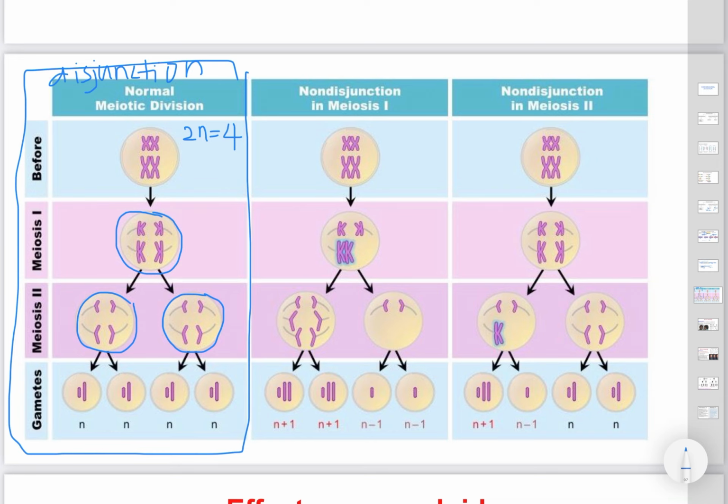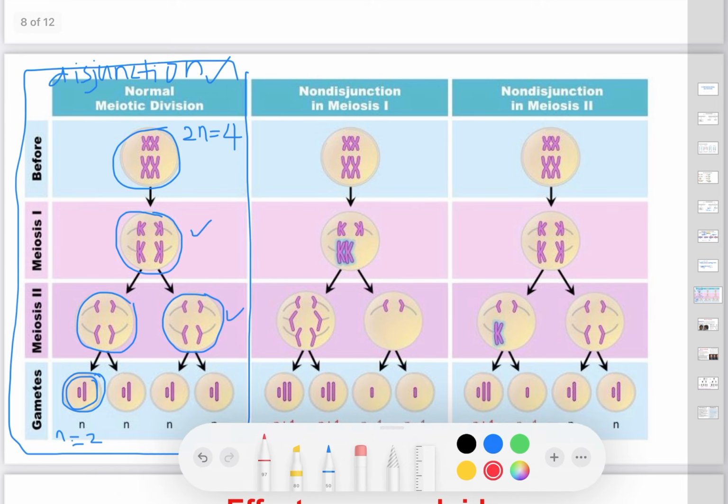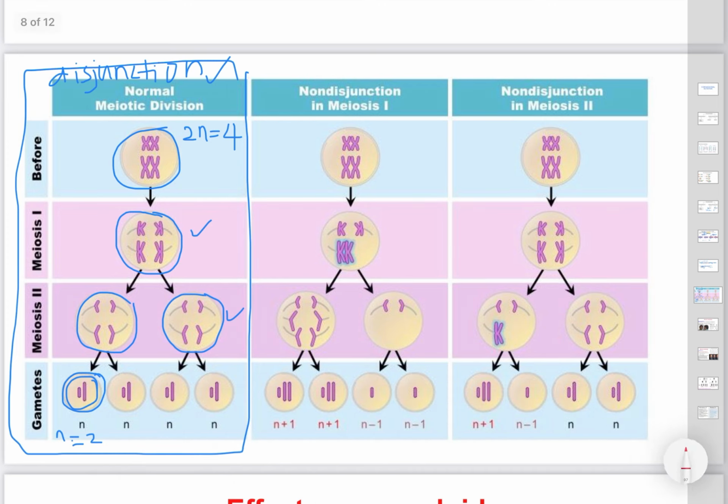And as a result, by the end of meiosis 2, we have a normal gamete with the number of chromosomes n equals 2. Sebab dia haploid, daripada 4 kromosom, kita dapat dalam setiap gamet 2 kromosom. Itu adalah keadaan di mana the homologous chromosomes and sister chromatids separate properly to opposite poles. Keadaan tu kita panggil disjunction. But when the mutation occurs, dia menyebabkan berlaku satu event yang kita panggil non-disjunction.